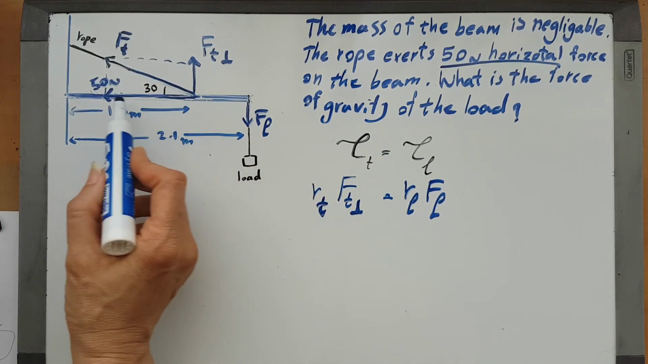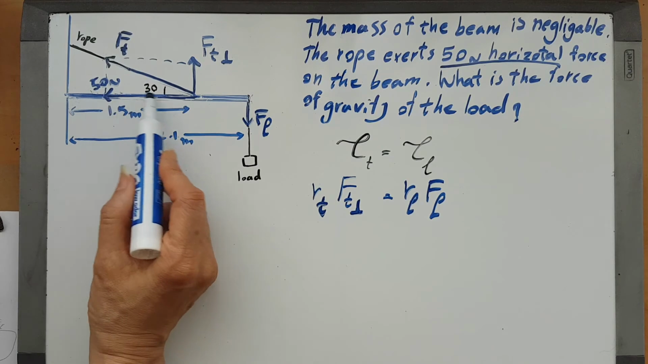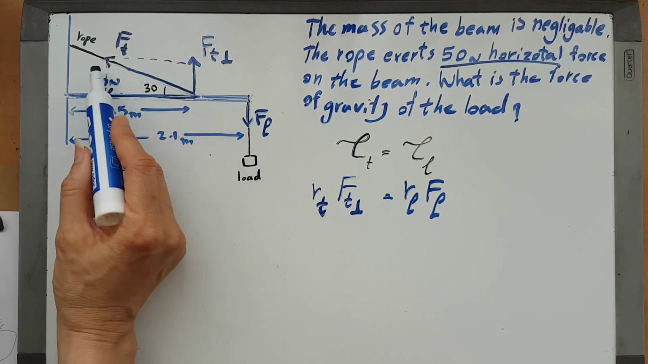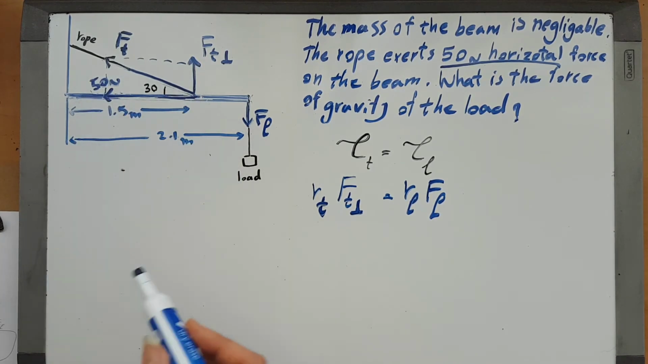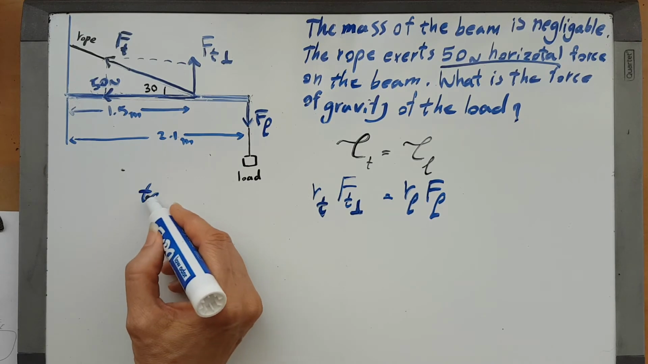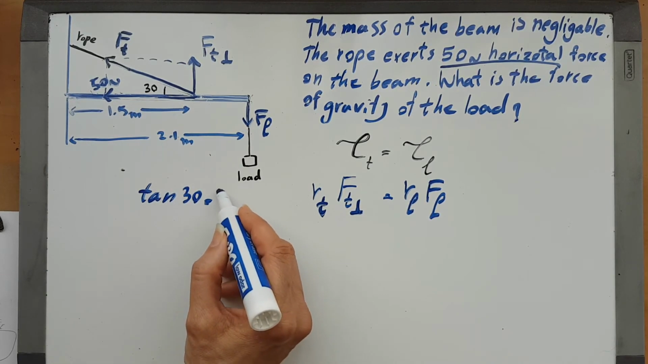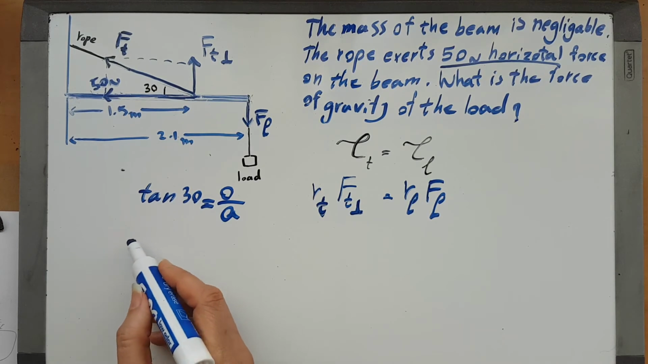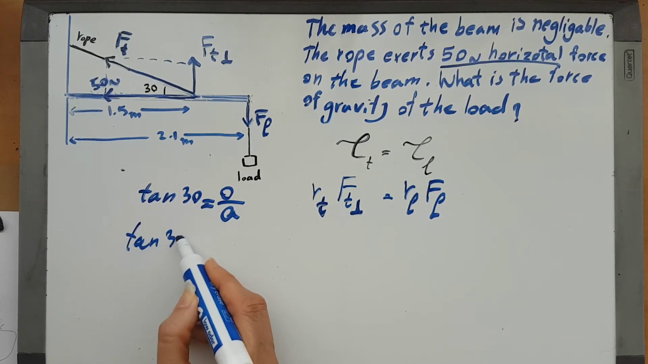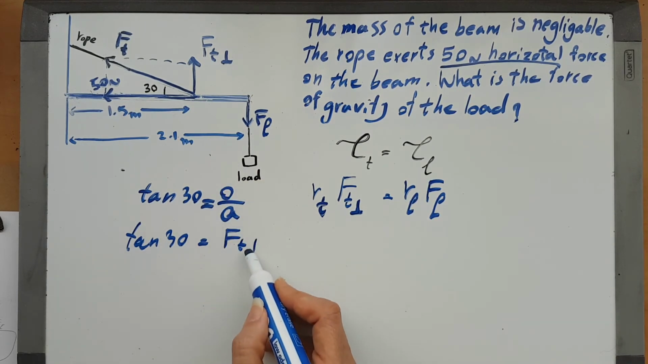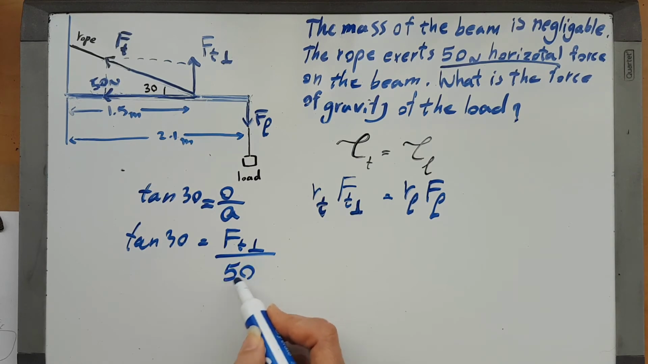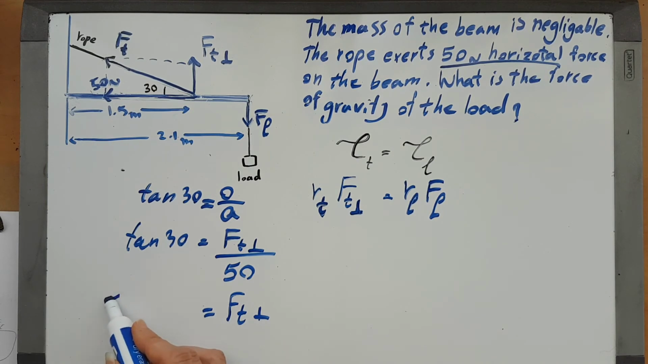In order to find this, I have this angle. This is the adjacent that I have, and I don't have the opposite actually in this rectangle, and this triangle, this is the opposite and is equal to this one. So I know that tan of 30 equals opposite over adjacent, and tan of 30 equals F_T perpendicular over 50, which is the horizontal part. So F_T perpendicular equals 50 tan of 30.